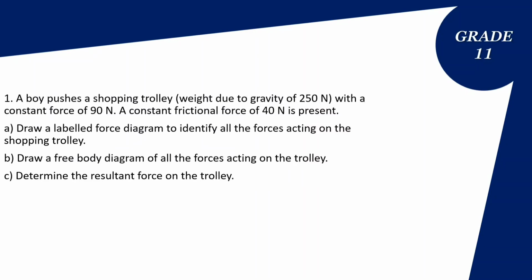Let us now have a look at these examples as well. The first one: a boy pushes a shopping trolley with a weight due to gravity of 250 newtons with a constant force of 90 newtons. A constant frictional force of 40 newtons is present. A. Draw a labeled force diagram to identify all the forces acting on the shopping trolley. B. Draw a free body diagram of all the forces acting on the trolley. C. Determine the resultant force on the trolley.